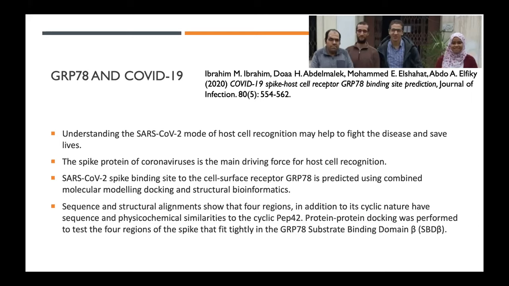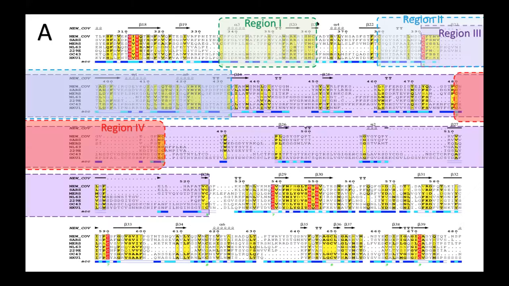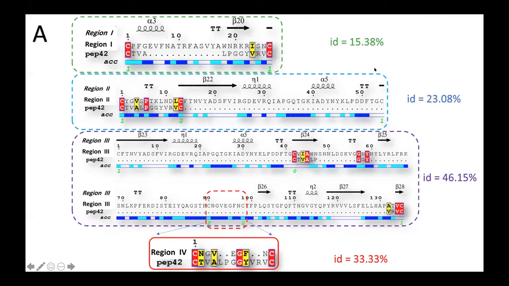So here is a sequence alignment we used to check the spike proteins from the different human coronavirus strains. We have here the seven strains of the human coronaviruses along with the new coronavirus, SARS-CoV-2. And we define here four regions that are able to attach to the spike protein. This selection is based on sequence identity and the presence of the disulfide bond between the first and last amino acid, cysteine. We checked the sequence identity for each region, and we checked the hydrophobicity index for each region.